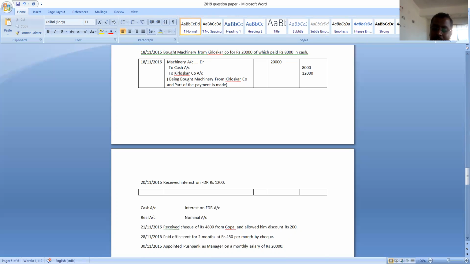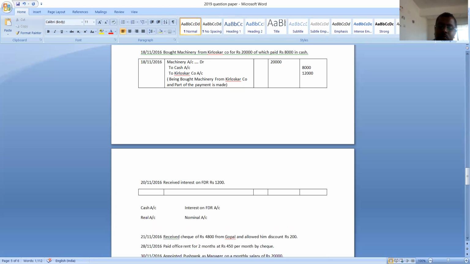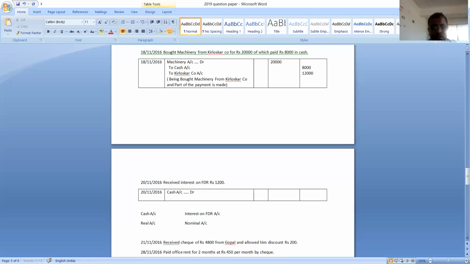Here, cash account is a real account. What is the rule of real account? Real account says debit what comes in, credit what goes out. Here, received interest means cash is coming into the business, right? So cash account should be debited. Let us write the date, 20th November 2016. Cash account should be debited because cash is coming into the business. Which account should be credited now? To interest on FDR account. Why should interest on FDR account be credited?